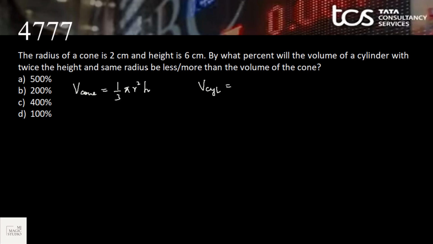Now cylinder volume is pi r square h. So it is twice the height but radius is same. So it would be pi r square, with comparison to cone's height, it is 2h. That would be 2 pi r square h. Obviously this is more. Let this pi r square h be k. So this is 2k and this is k by 3.